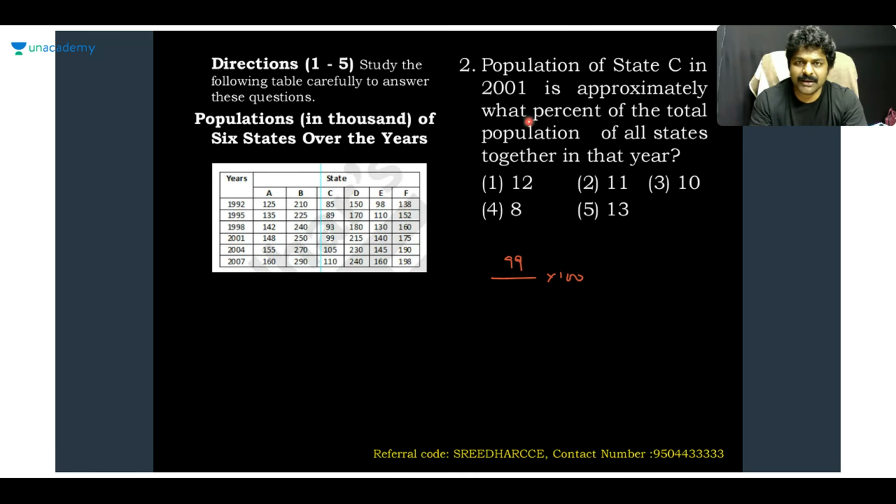So we need to calculate percentage with respect to population of all states in that year. Which year is that? 2001. In 2001, we have to add all the values. The same concept, reverse addition. And for this question, let me tell you one more thing.